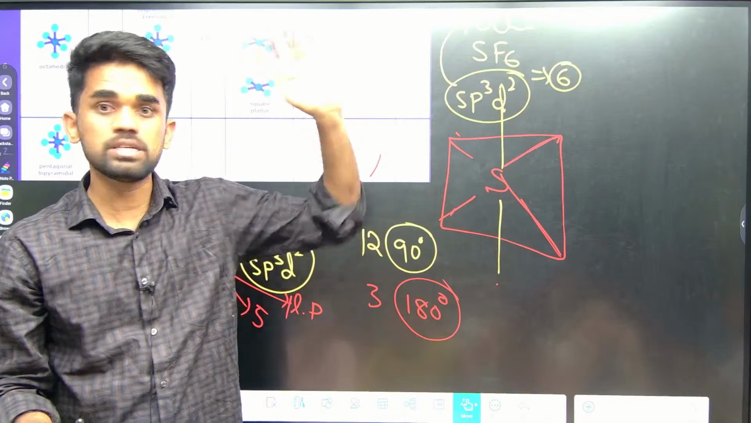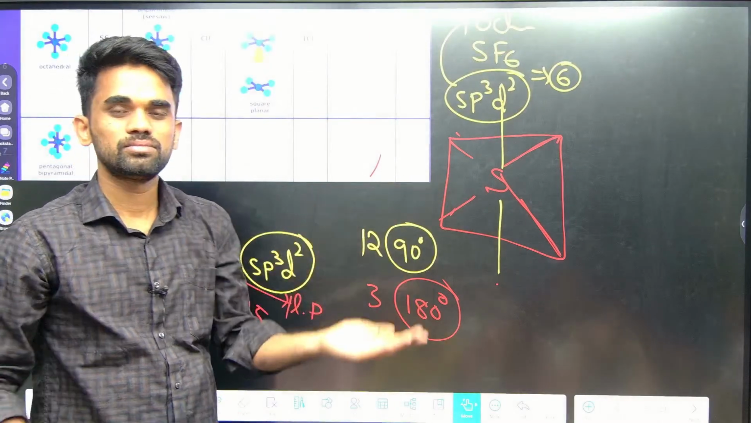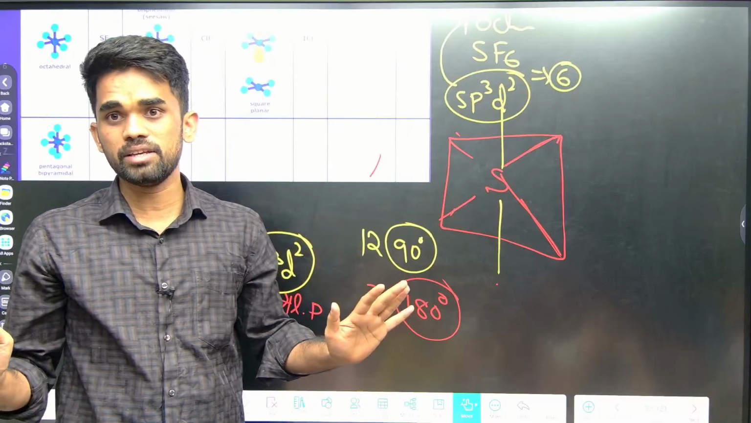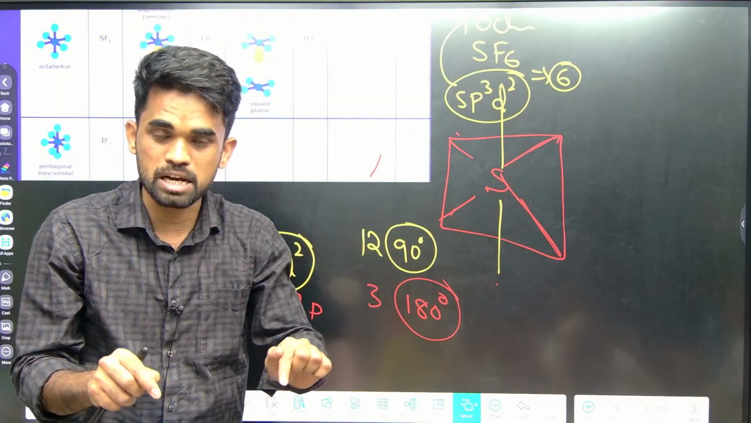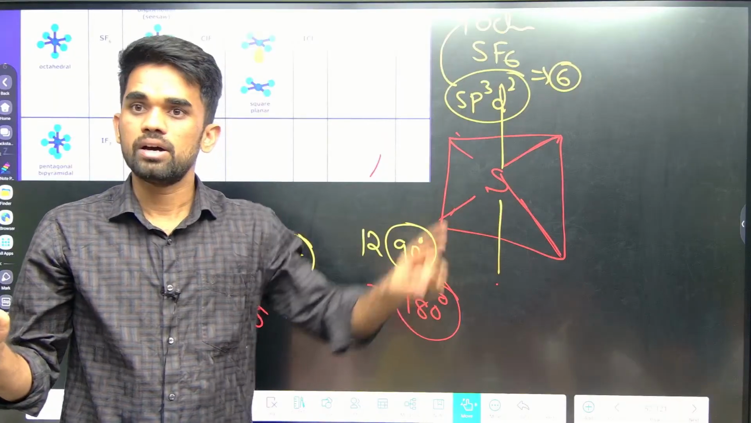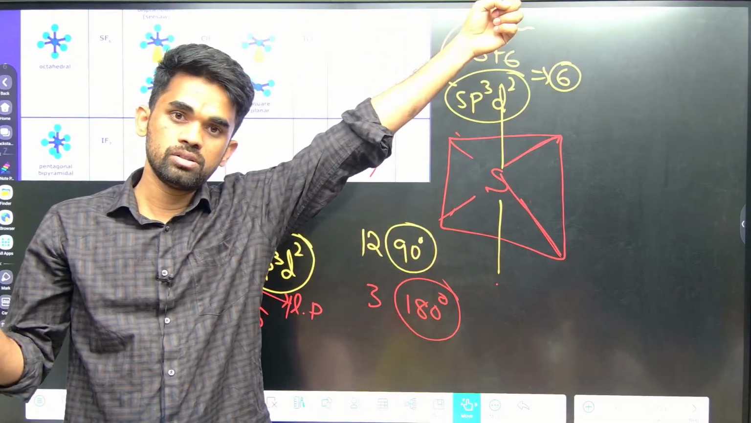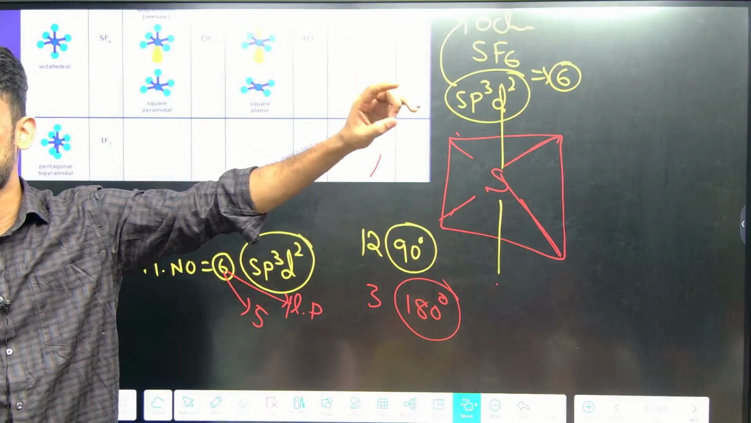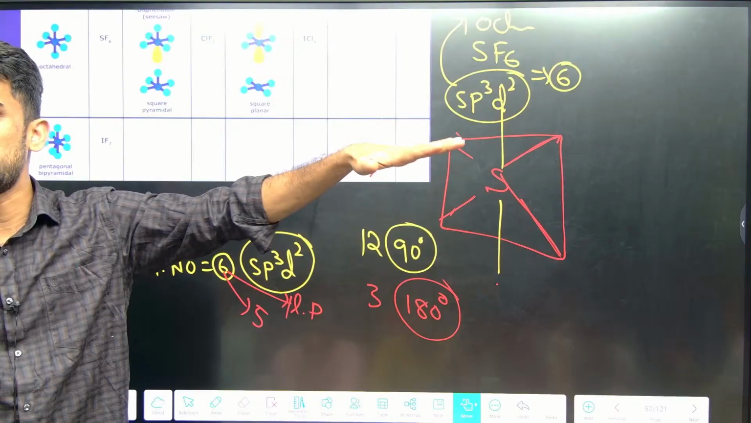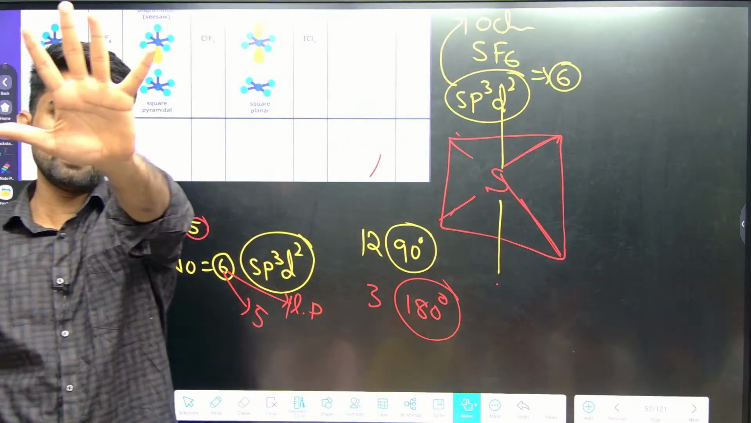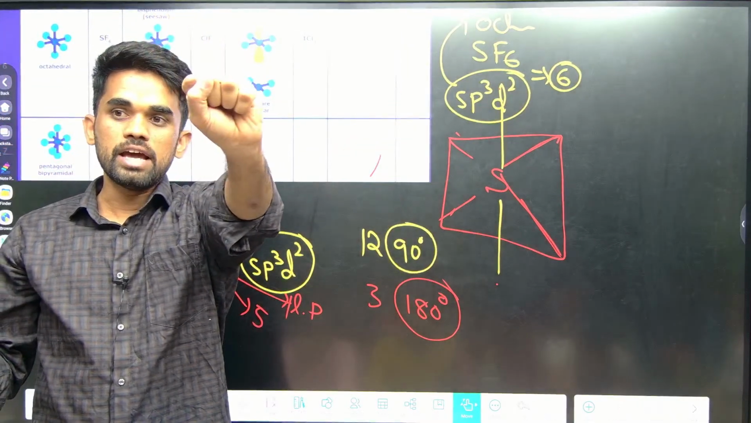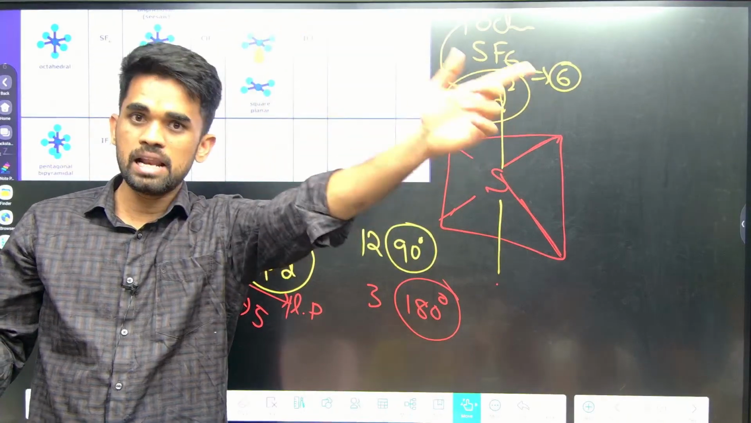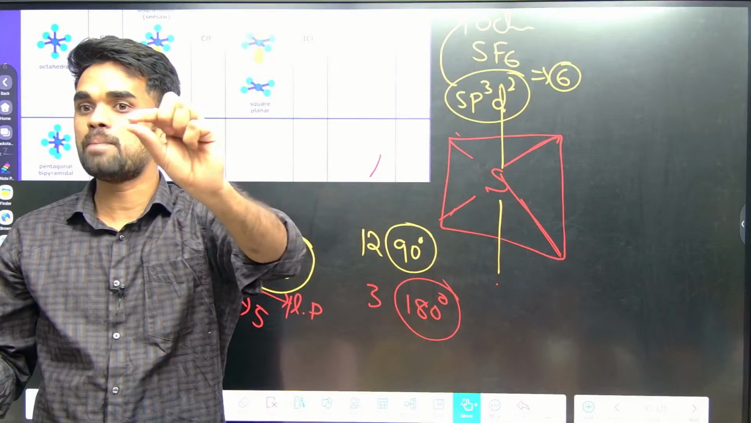So now what happens? You just imagine, there is nothing like equatorial and axial in octahedral geometry. In octahedral geometry there is no such thing. That story belongs to trigonal bipyramidal, TBP geometry. When you get hybridization number 5, trigonal bipyramidal geometry will come. In that we have axial and equatorial. Okay, best example is PCl5.